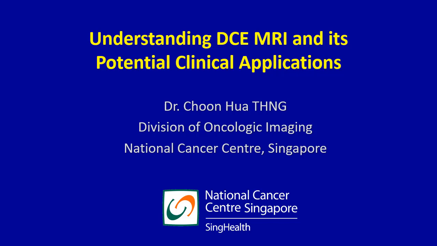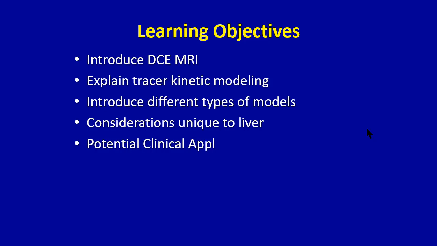I'm a radiologist by training. The mathematics of DCE MRI has been described in journal publications, but it's actually not well explained to people who are not well versed in mathematics. I have no disclosures, and I hope to introduce DCE MRI to you, explain the tracer kinetic modeling equations, introduce you to different types of models, show you considerations that are unique to the liver, and discuss some potential clinical applications, which there are few. As you know, DCE MRI is not ready for mainstream clinical use.